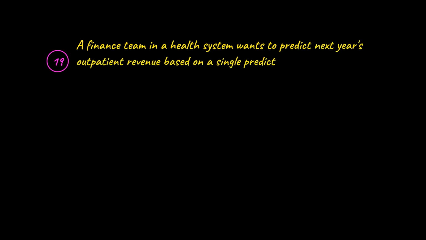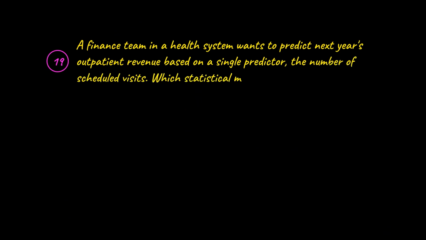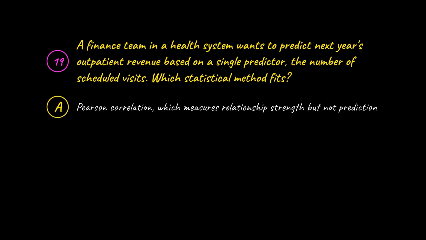Question 19. A finance team in a health system wants to predict next year's outpatient revenue based on a single predictor, the number of scheduled visits. Which statistical method fits? Your options are A. Pearson correlation, which measures relationship strength but not prediction.